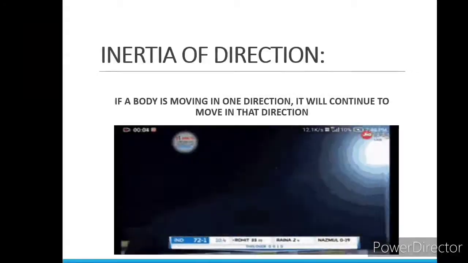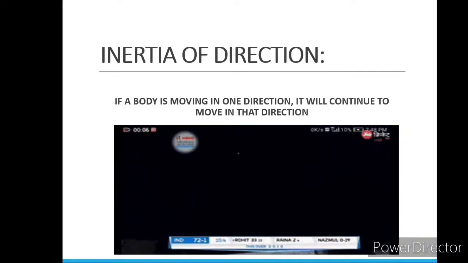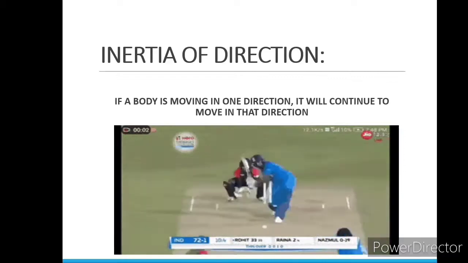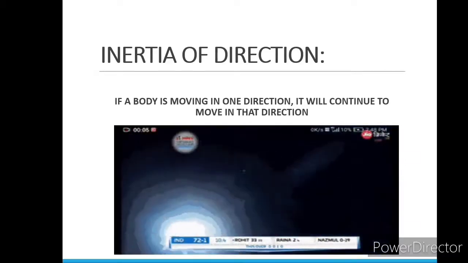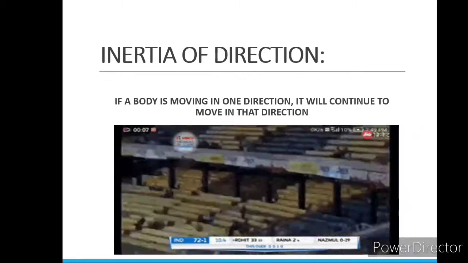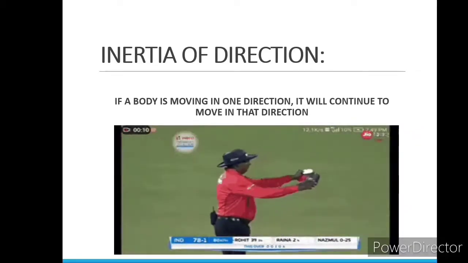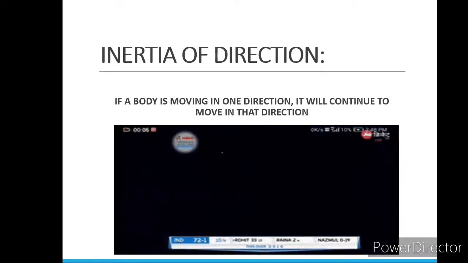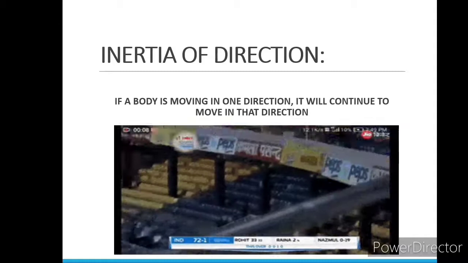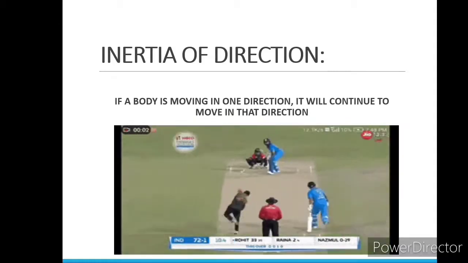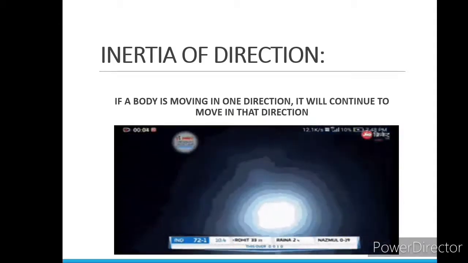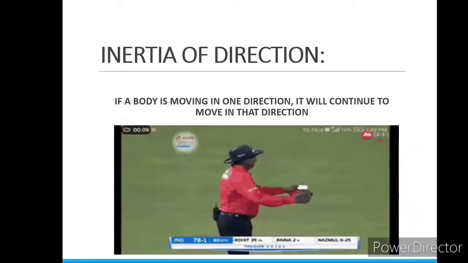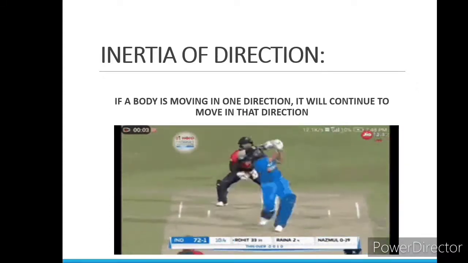Here I have an image for you guys. Here you can see that the ball is being hit and it is a sixer. So what happened there? The umpire shows it's a 6. So the bowler bowled the ball and Rohit Sharma hit it with his bat. You can see that the direction of the ball changed after application of force from the bat. The ball changed its direction after application of force. Otherwise, it would have gone straight and hit the stumps. So this is inertia of direction.